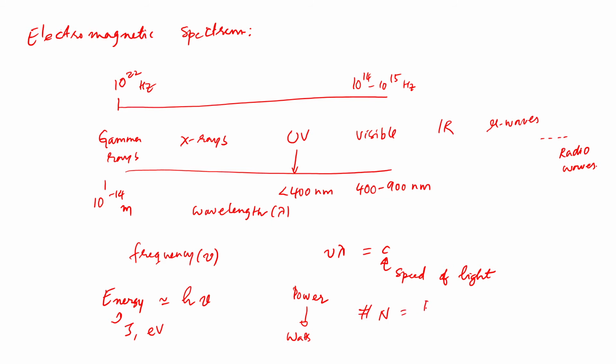And so if you know the power, then you can calculate the number of photons as the total power. For example, if I have a helium neon laser, it has a particular wavelength, and at that wavelength I can know the frequency, so I can know the energy of a single photon. So I can write the number of photons as power divided by energy per photon.